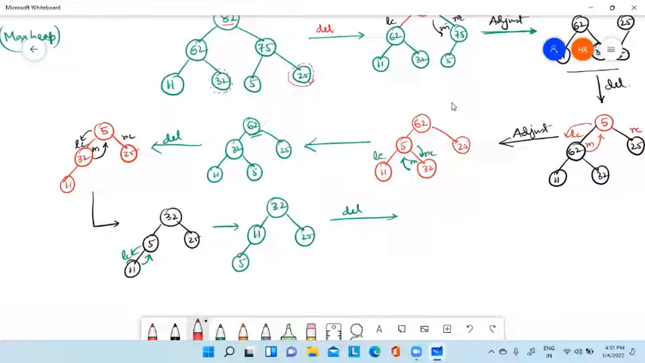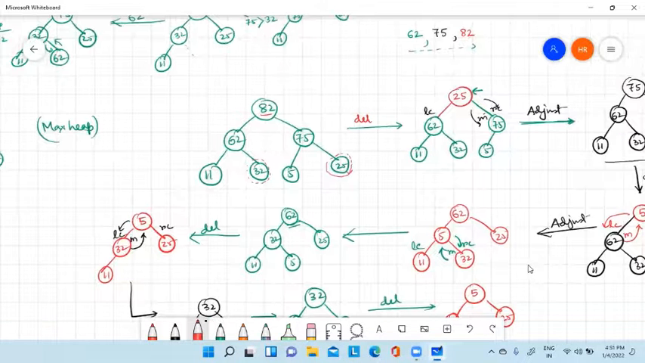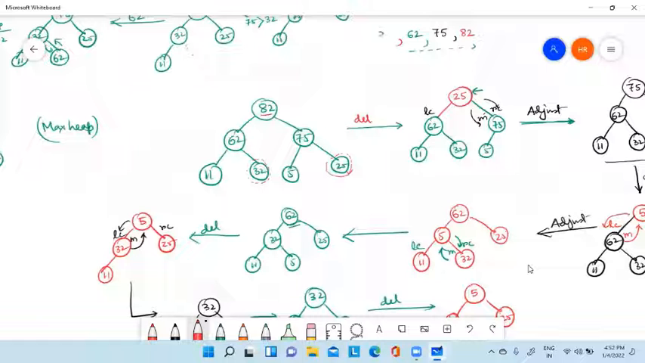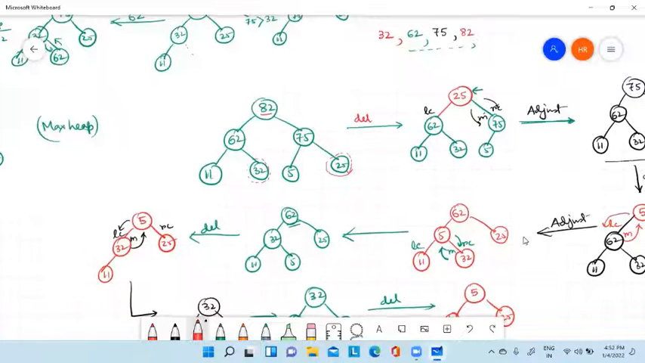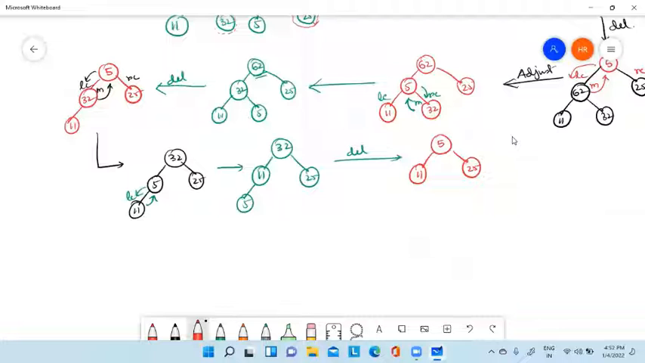This time which one will be deleted? 32, and which one will replace this? 5. So I will get 5 here, this side 11, this side 25. So the deleted element is stored in this position, 32. Now next again I will adjust, because this is no more a max heap. Among this left child and right child, this is the maximum, so these two will be compared and interchanged. So 25 will come here, 11 will come here, 5 will come here.